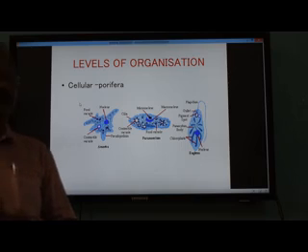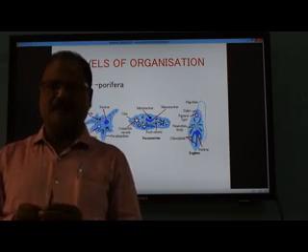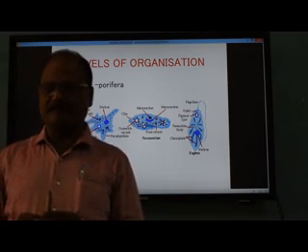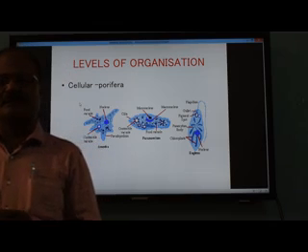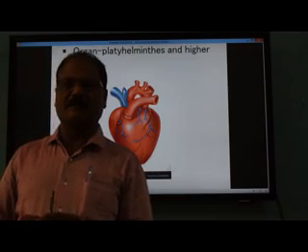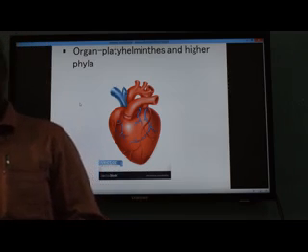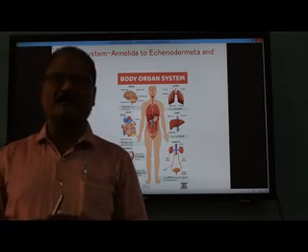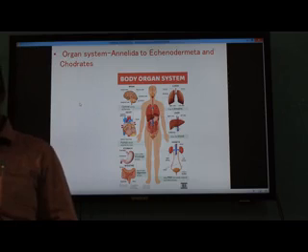Okay, now levels of organization. They are classified into 4 types. Number one is the cellular level of organization. Second, the tissue level of organization. Fourth one, organ level of organization. Then the fifth one, the organ system level of organization.